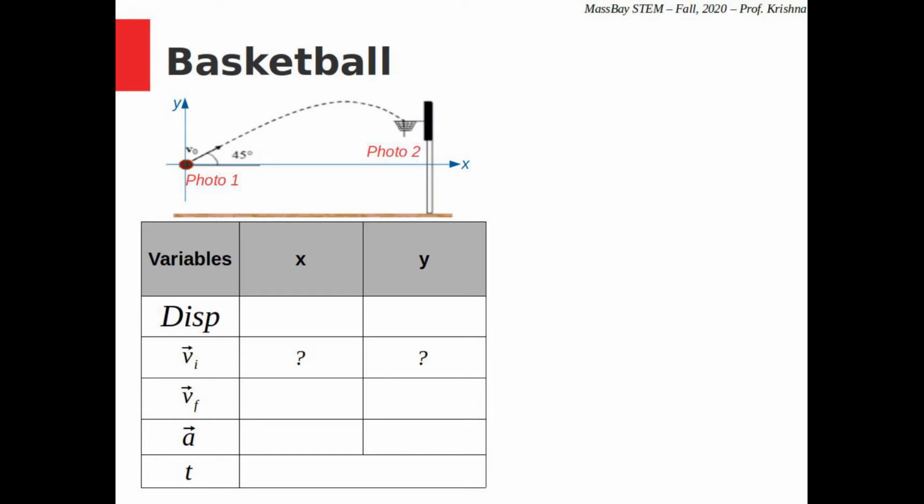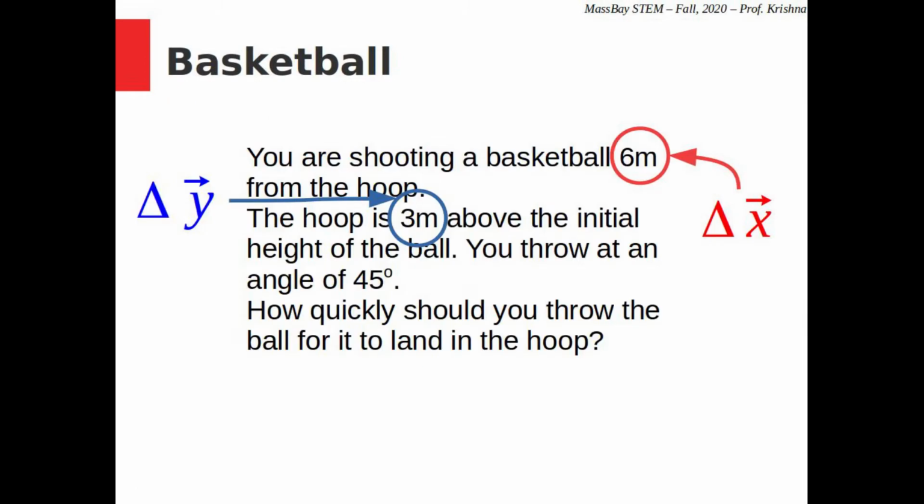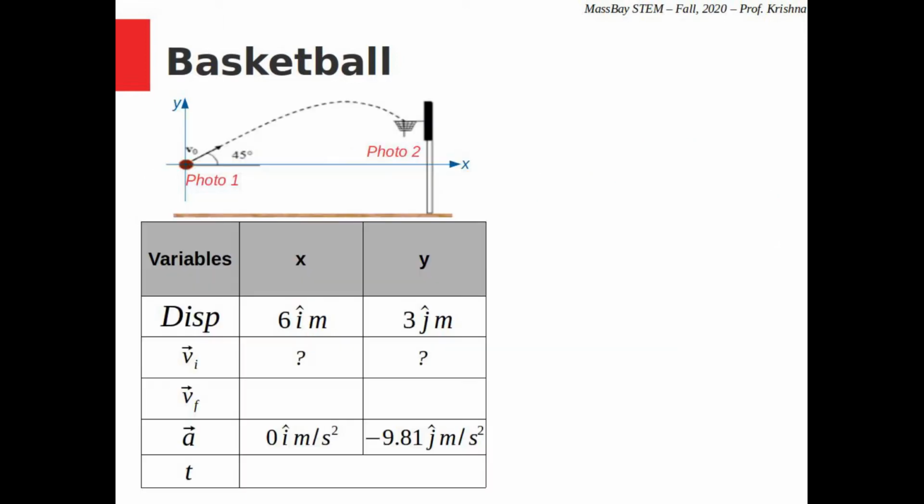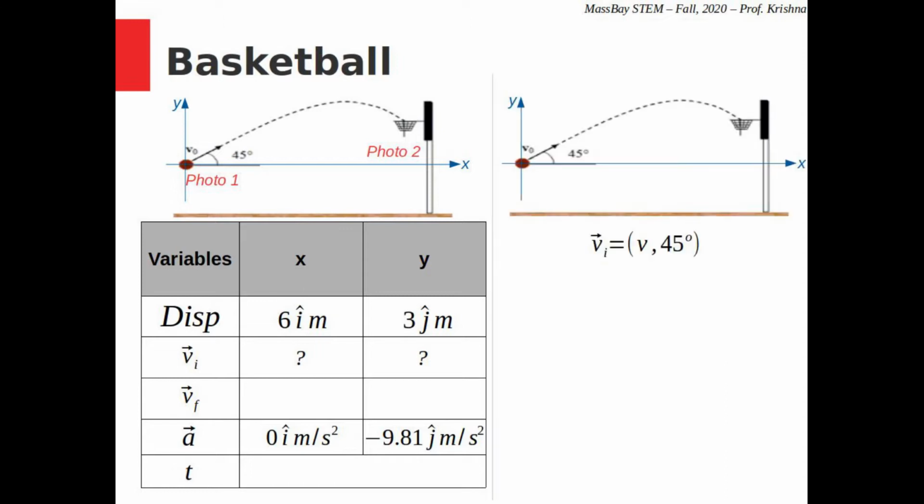We don't know it in either x or y, but we do know the displacements in x and y and the accelerations in x and y. But now we're stuck. We don't have 3 pieces of information in each direction. Until we realize there's something we didn't account for. Let's look at the vector for initial velocity. We don't know its size, but we do know it was launched at 45 degrees.